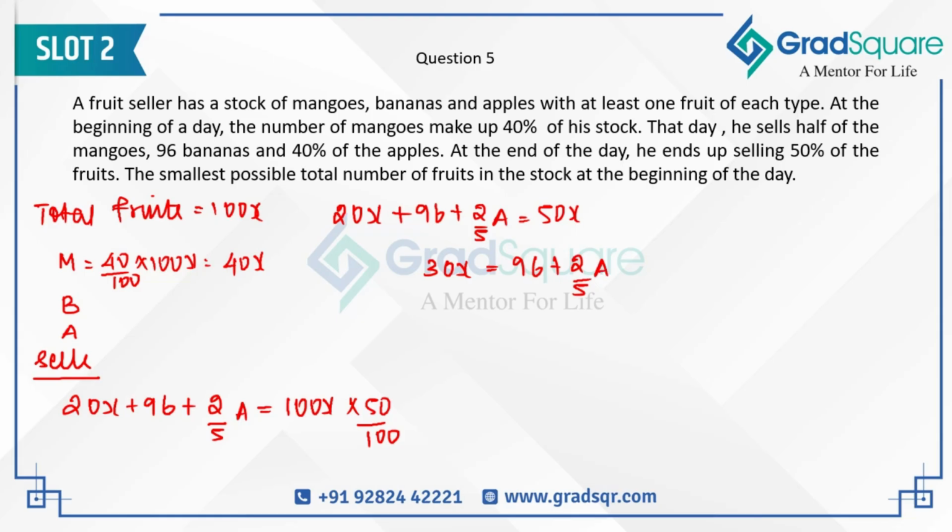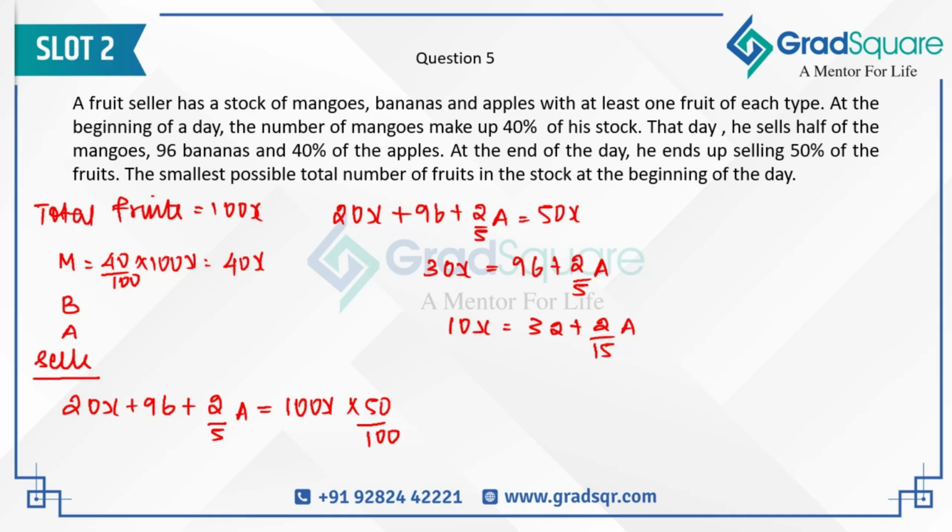Okay, and we are required to calculate the smallest possible total number of fruits at the beginning of the day. That means we have to find out the smallest possible value of 100x. So for that to be the smallest possible value, x should be the smallest possible value, right? So we have to ideally find the smallest value of 100x. So let me convert this as 10x first. So this is going to give me 32 plus 2 by 15 A.